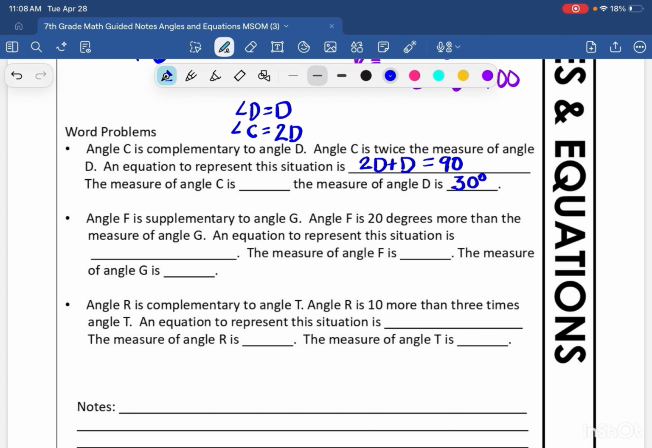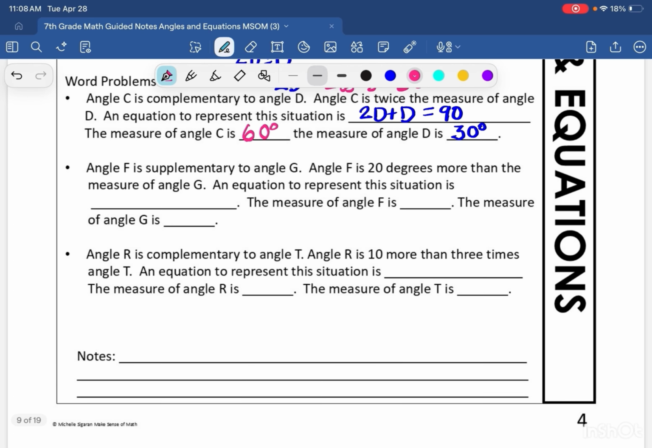And I need to figure out the measure of angle C. Well, angle C is 2 times D. So I'm going to go 2 times 30, which is 60. And that makes sense. 60 plus 30 is 90, and angle C is twice the measure of angle D. Let's look at this next one.